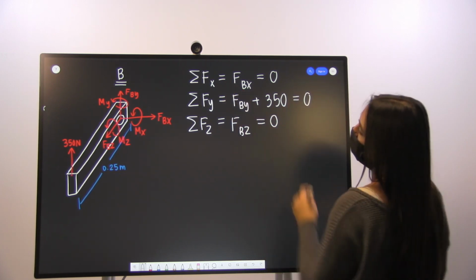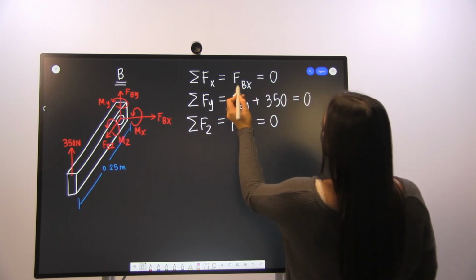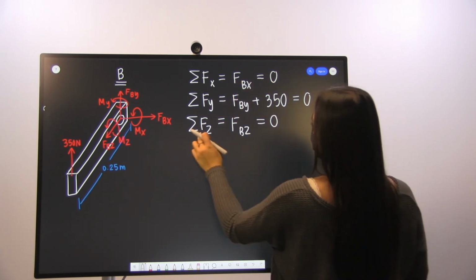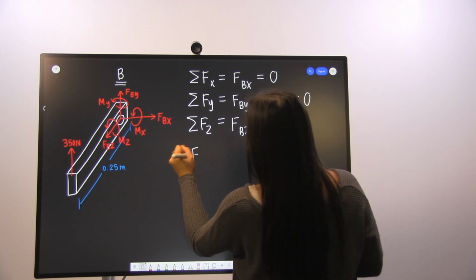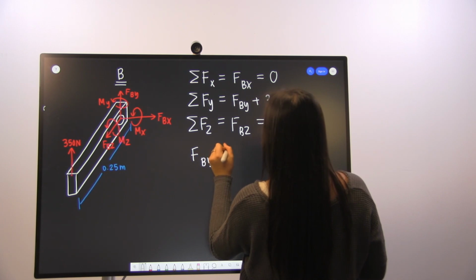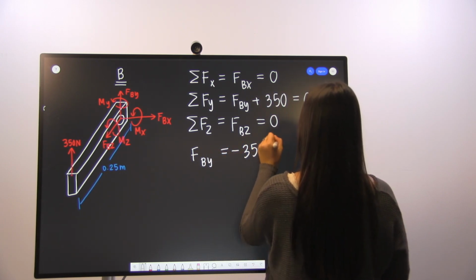So now that we've solved for all of our forces, we can figure out that all of our forces in the x direction are 0, so Fb of x is 0. Same thing here, Fb of z is 0, and solving for Fb of y by rearranging this equilibrium equation, we find that Fb of y is equal to negative 350 newtons.